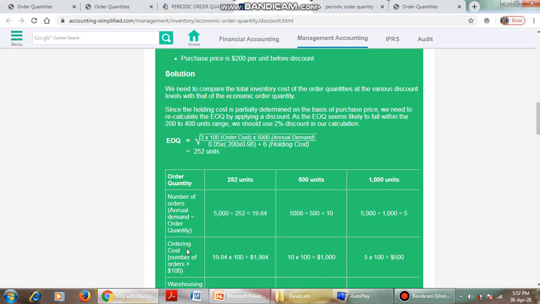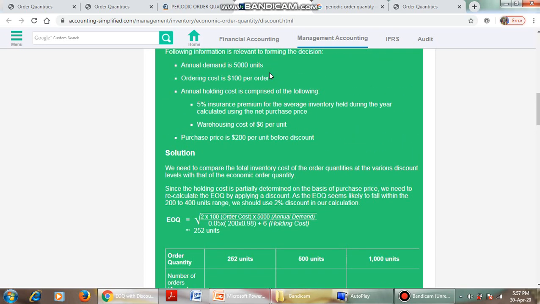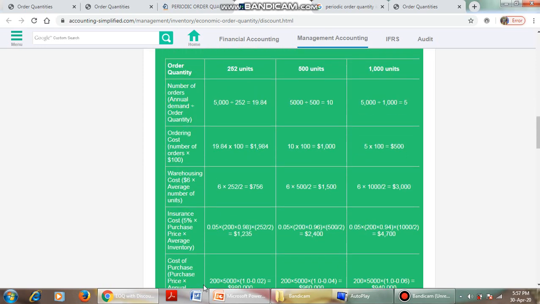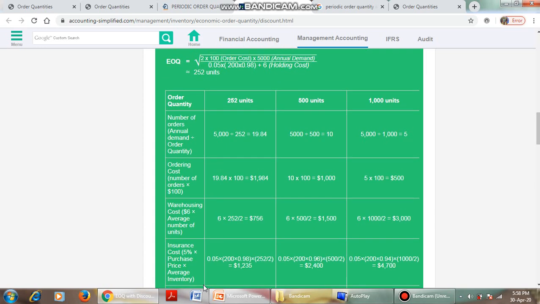Okay, ordering cost. What is the formula for ordering cost? Number of orders into 100. The ordering cost is given here as 100 per order. So the number of orders is 19.84 into 100, and he will get 1984. The same for 10: 10 into 100, and 5 into 100. So that we will get.